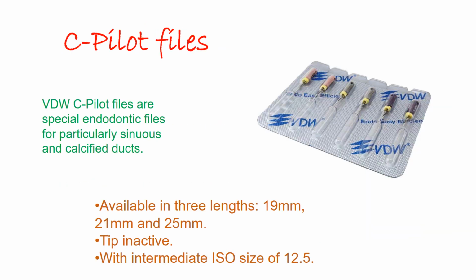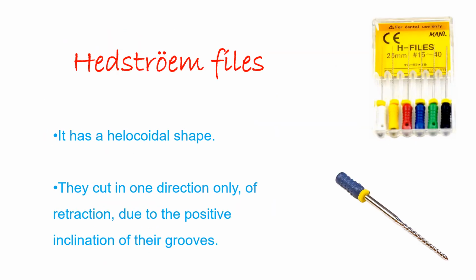The same is the case with C-Pilot files also. They are manufactured by the VDW company. These are special endodontic files, and they are particularly used for sinuous and calcified canals. They are also available in three lengths, that is 19 mm, 21 mm and 25 mm. They have an inactive tip, the tip does not cut anything, and they also have an intermediate size of 12.5. So these are for calcified canals.